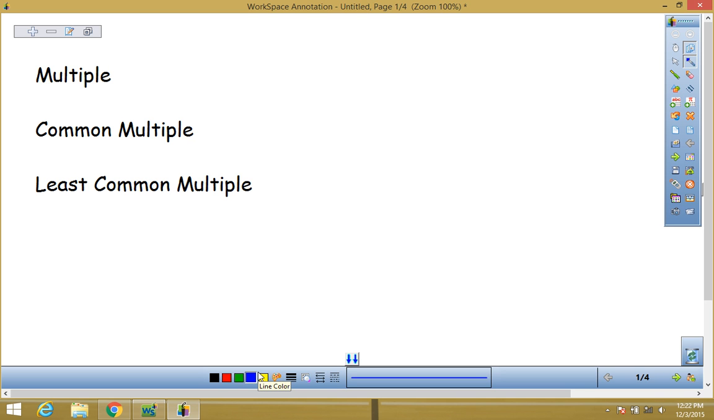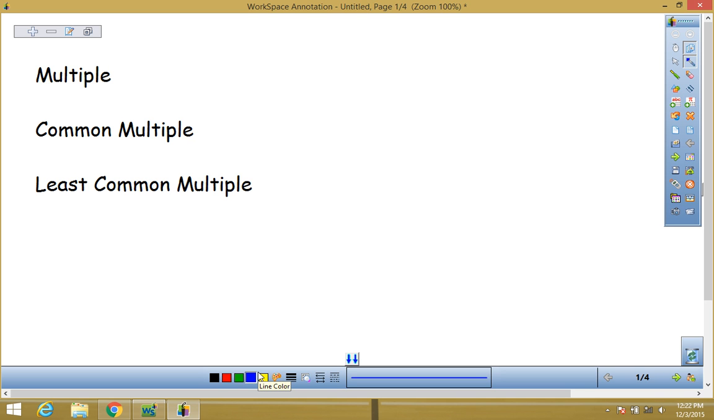Okay. What was the exact definition that you wrote down? The product of the number and any whole number. So product means to what? It's the answer. It's the answer to a multiplication problem, right?